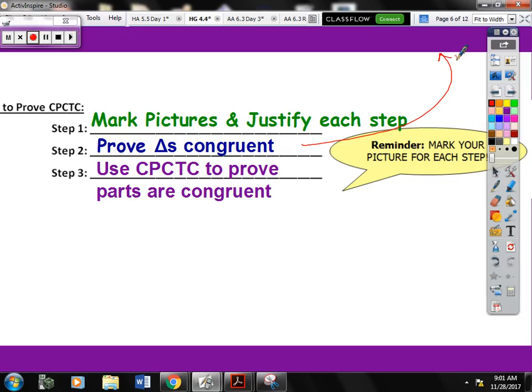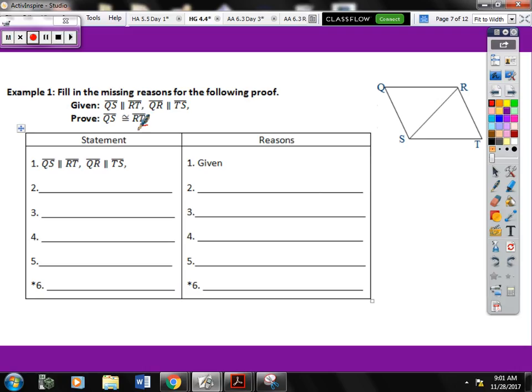And you'll know when you have to use CPCTC when you look at the proof statement. The proof statement is not going to say prove the triangles are congruent. It's going to say prove something is congruent to something. That's going to indicate that you're using CPCTC. So I suggest jotting that down right next to the proof statement to remind yourself, I'm not going to stop at side, angle, side. I'm going to have to keep going after that.